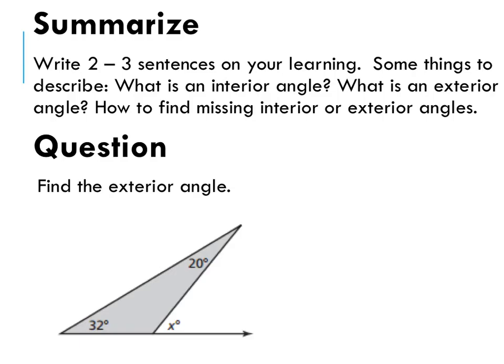Now for your summarize, make sure that you write 2 to 3 sentences on what you learned. Some things that you could describe: What is an interior angle? What is an exterior angle? How to find missing interior or exterior angles. And then for your question today, I want you to find that exterior angle X down here and show your work for it.